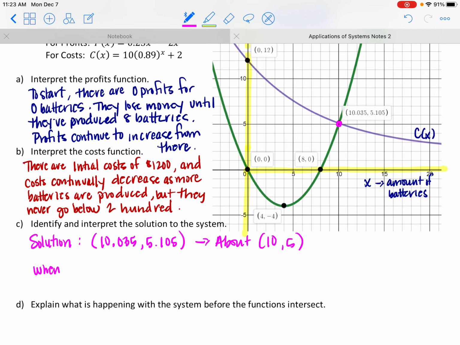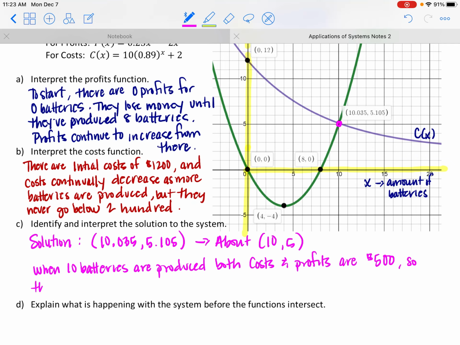When 10 batteries are produced, both costs and profits are $500. So this is the break-even point for the company.